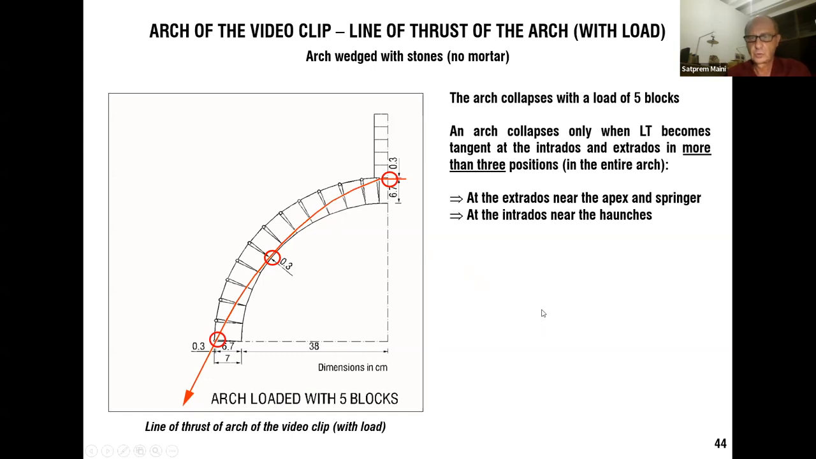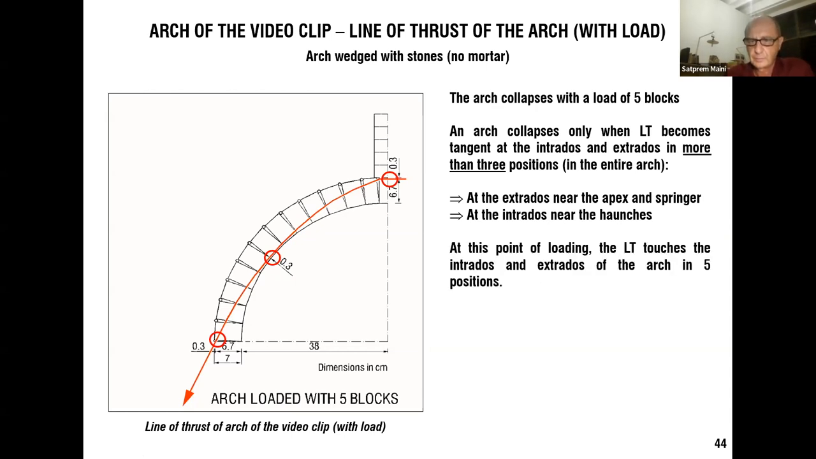That's why if you follow the rule that the line of thrust must be in the middle third of the arch section, it will always be safe and stable.